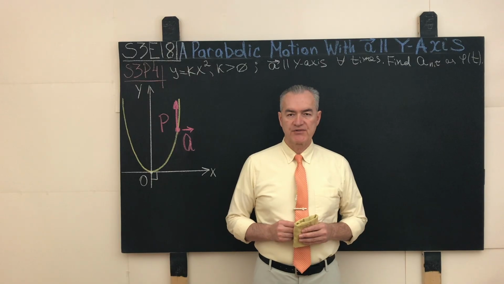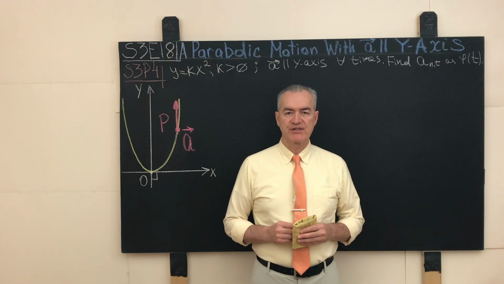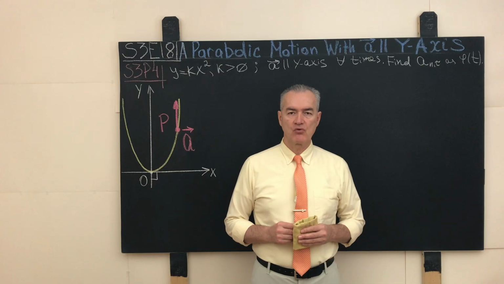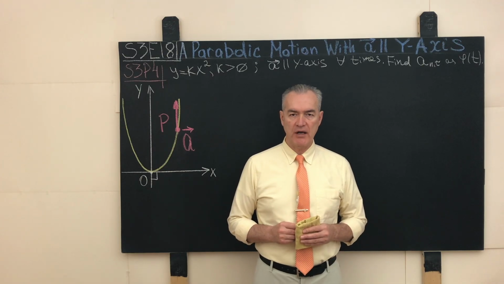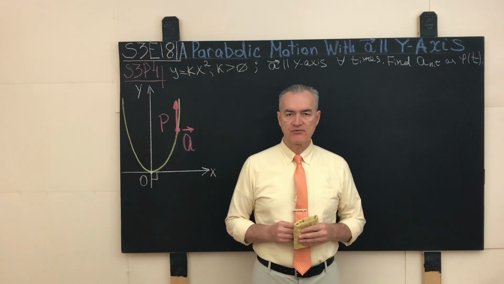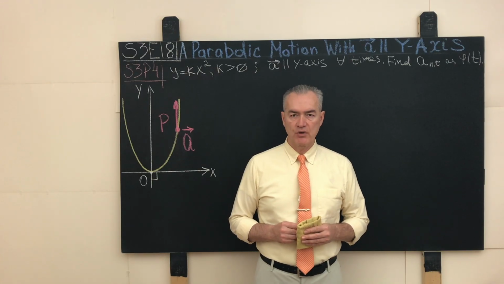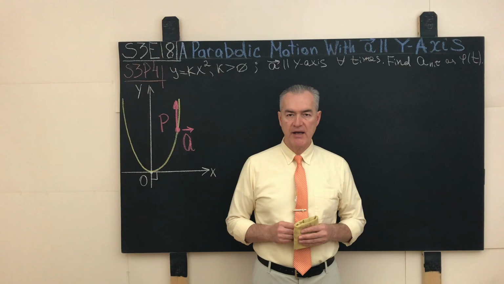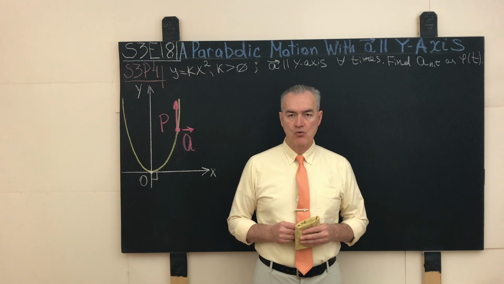In the physics problem S3E18, we're told that a point is executing a two-space motion over a horns-up parabola, y equal to k times x squared, where k is a strictly positive real number, and the motion of that point in the plane is unfolding in such a way that the overall acceleration vector, a, of that point remains parallel to the y-axis at all times, where y and x are the traditional coordinates of the moving point in the Cartesian orthogonal coordinate system.